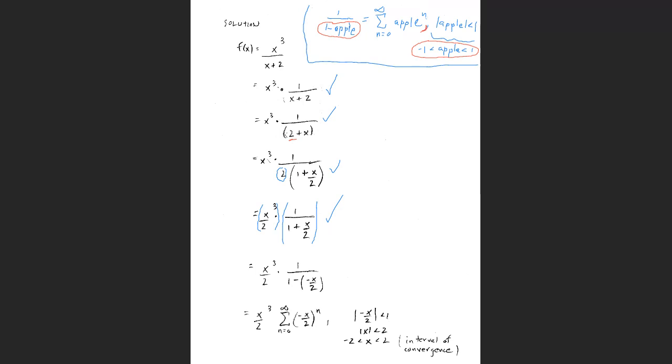So I will write 1 plus x over 2 as 1 minus a negative x over 2. And now I can use the apple formula. Now I can use it, which is what I do here. Now please let me know if you have any questions.